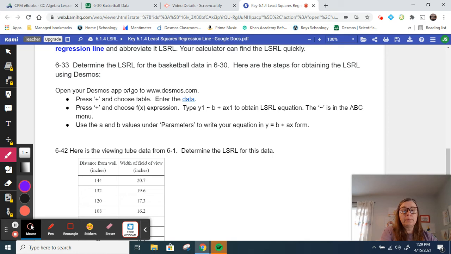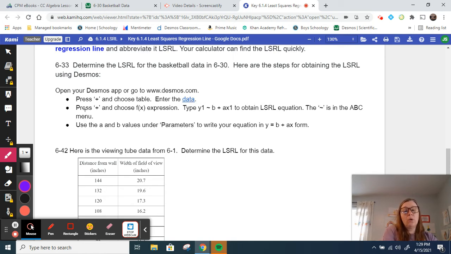So if you look here, these are all the steps. So the first thing is that you're going to open your Desmos app or go to www.desmos.com. You're going to press the plus sign and choose table and enter the data. I have it linked here, but I'm going to show you how to do it.